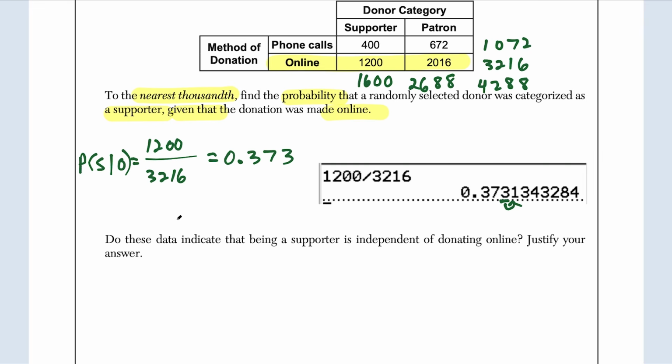So now for the second part, do these data indicate that being a supporter is independent of donating online? And we have to justify our answer. And remember, for the regions, justify just means you have to show the math to back it up. So I'm thinking of 2 different methods for doing this question.